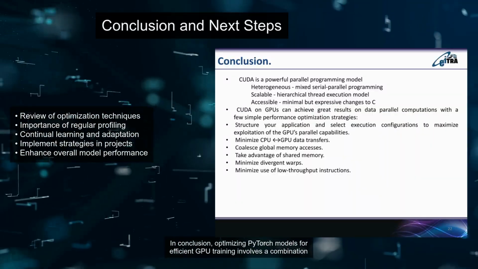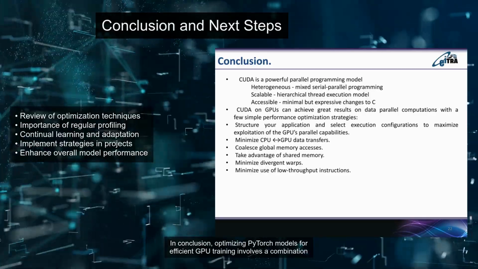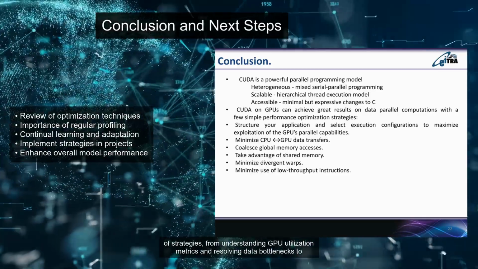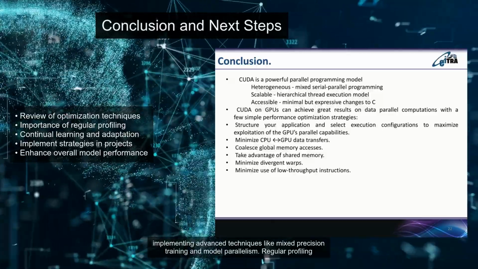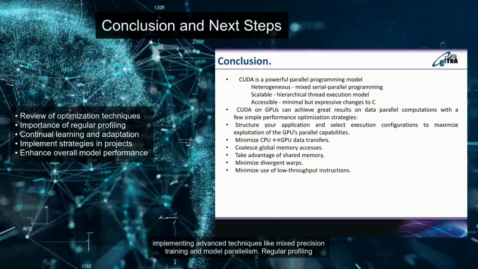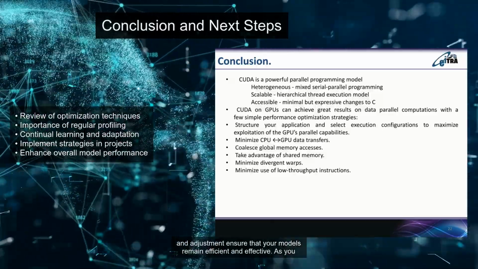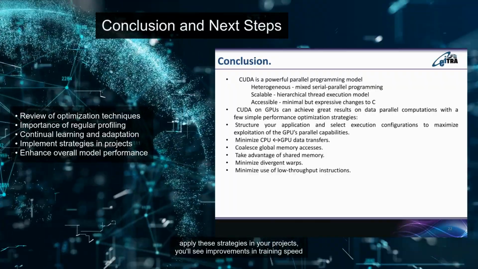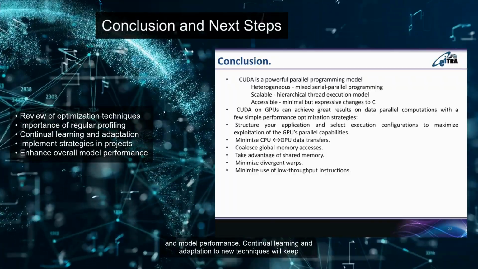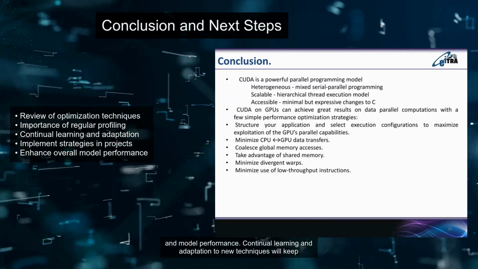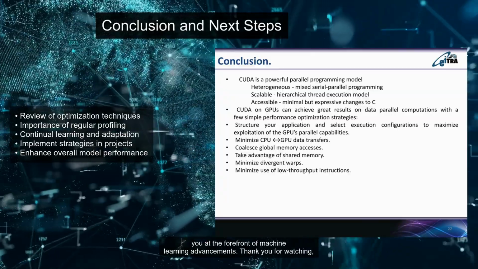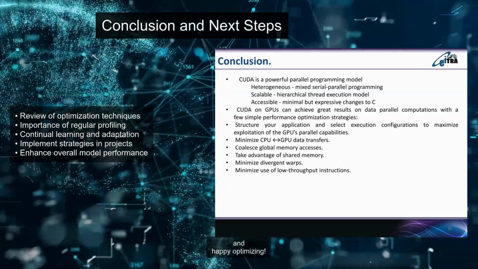In conclusion, optimizing PyTorch models for efficient GPU training involves a combination of strategies, from understanding GPU utilization metrics and resolving data bottlenecks to implementing advanced techniques like mixed precision training and model parallelism. Regular profiling and adjustment ensure that your models remain efficient and effective. As you apply these strategies in your projects, you'll see improvements in training speed and model performance. Continual learning and adaptation to new techniques will keep you at the forefront of machine learning advancements.